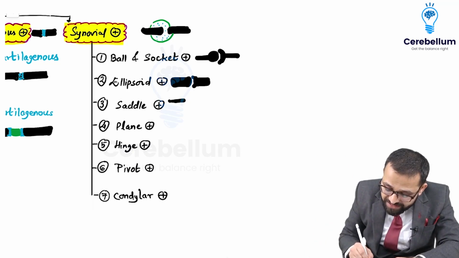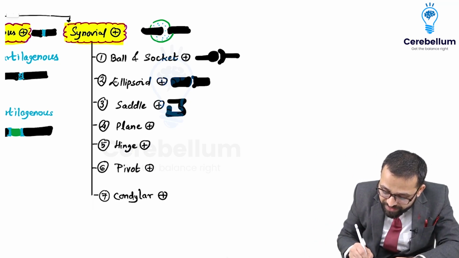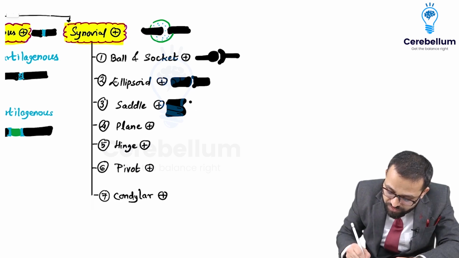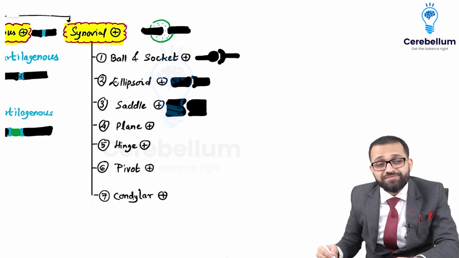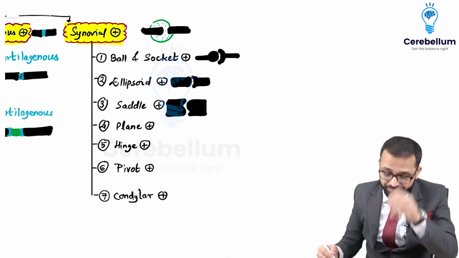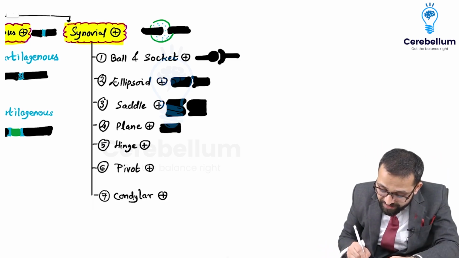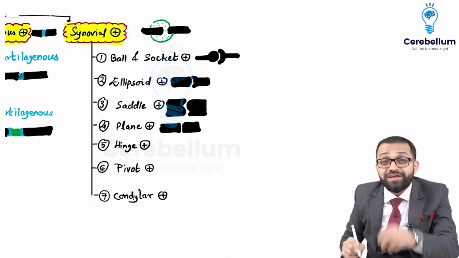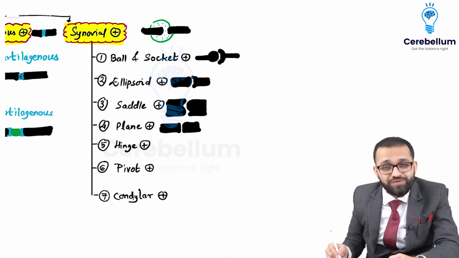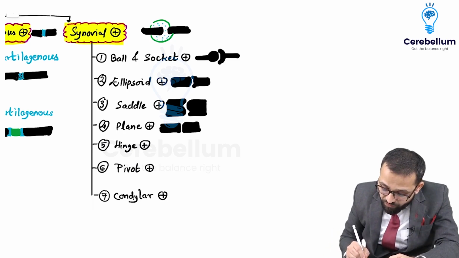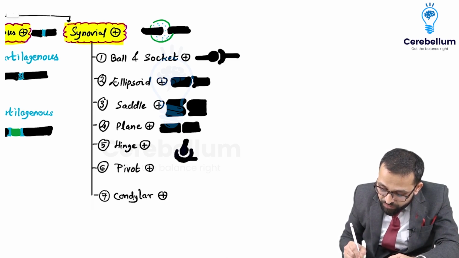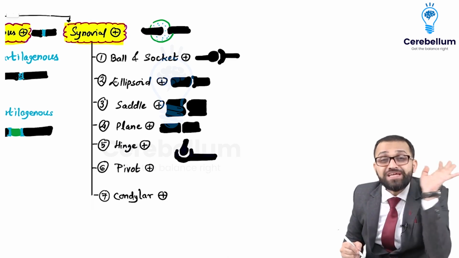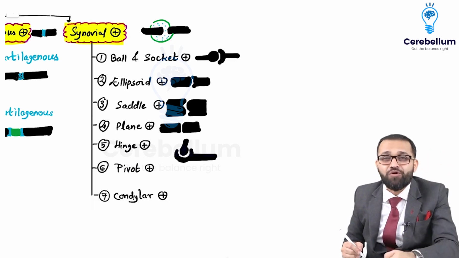Saddle joint presents concave and convex surfaces: within each bone you will see a convex as well as a concave surface. This is our saddle joint. Synovial fluid will be there in every part. Plane joint: two bones have plane articulating surfaces, and in between them there is synovial fluid. Hinge joint: one bone fits into the other bone, but there is uniaxial movement, not multi-axial like the ball and socket.